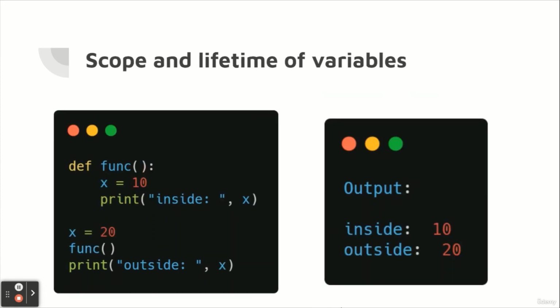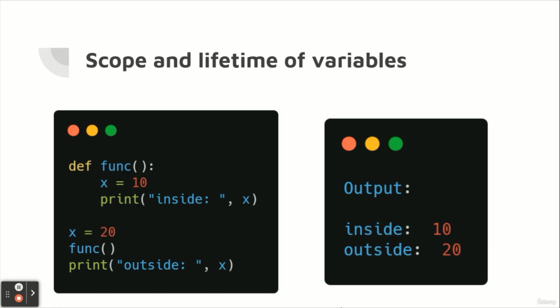Scope of variable is portion of program where variable is recognized. Parameters and variables defined inside function are not visible from outside the function. It means they have local scope. The lifetime of variable is the period throughout which variable exists in the memory. The lifetime of variables inside function is as long as the function executes. Here is an example to illustrate the scope of variable inside function.